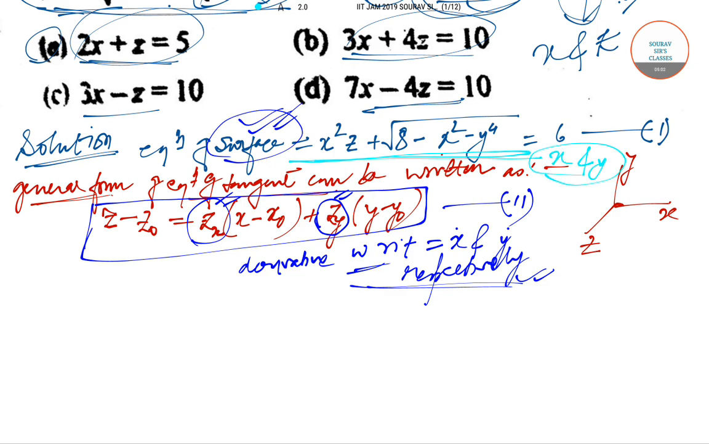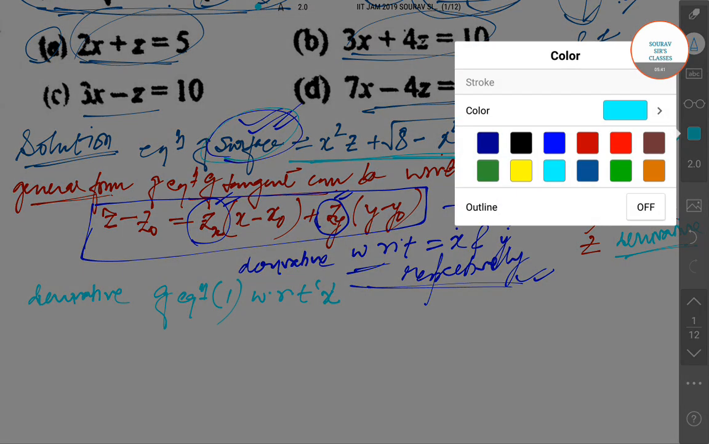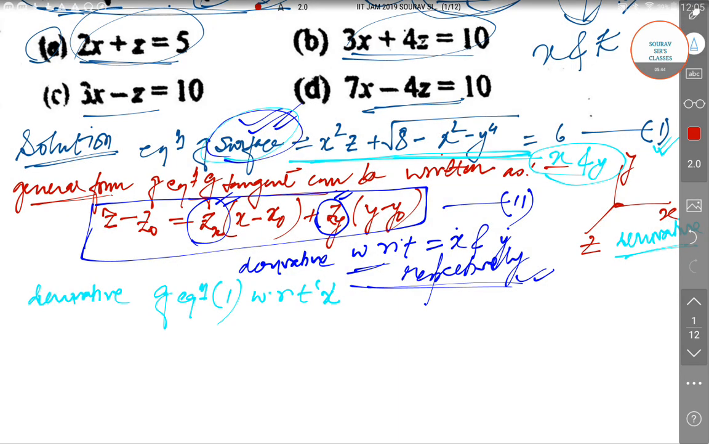Now we will continue this problem and find the derivative of this surface. Let us find the derivative of equation 1. We are required to find the derivative of this equation first with respect to x and then with respect to y. So now we are going to differentiate this with respect to x.